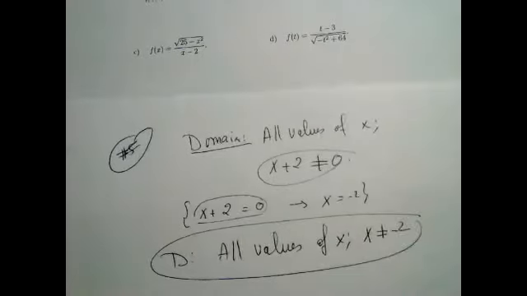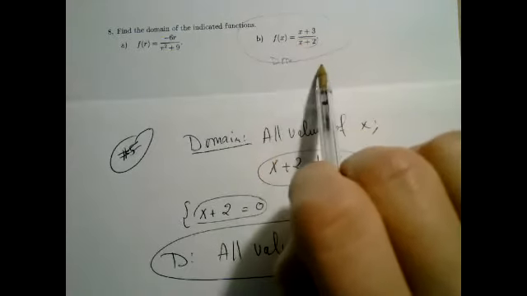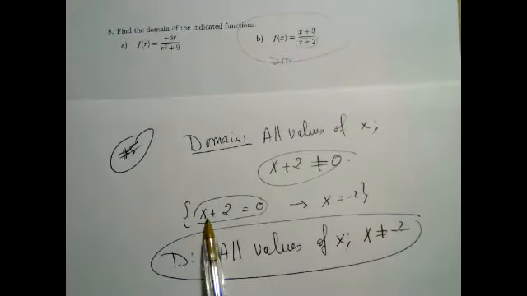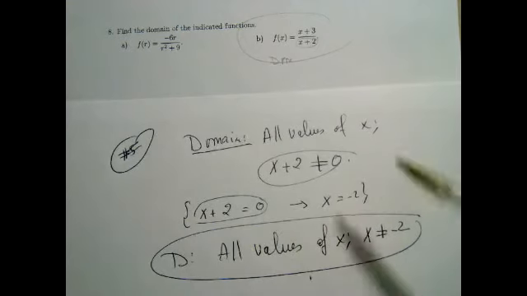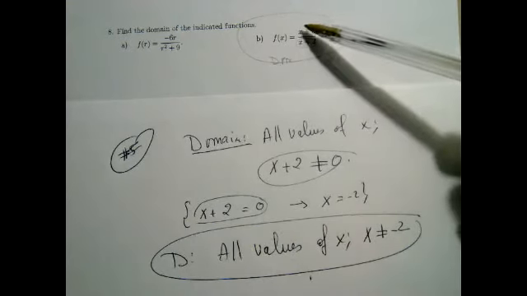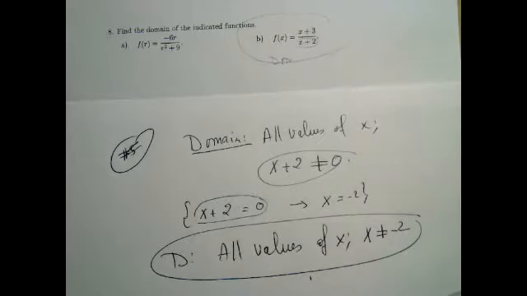So whenever we have a denominator, we have to exclude all the values that make the denominator 0. So I ask myself, which ones make them 0? Minus 2. I have to exclude that. Otherwise, I will have minus 2 plus 3, that's a 1, over 0, which is not a real number.